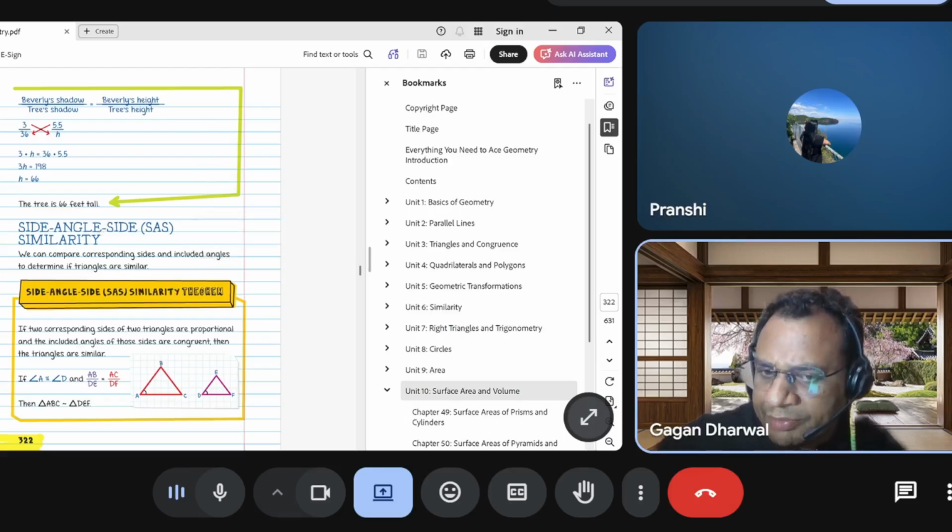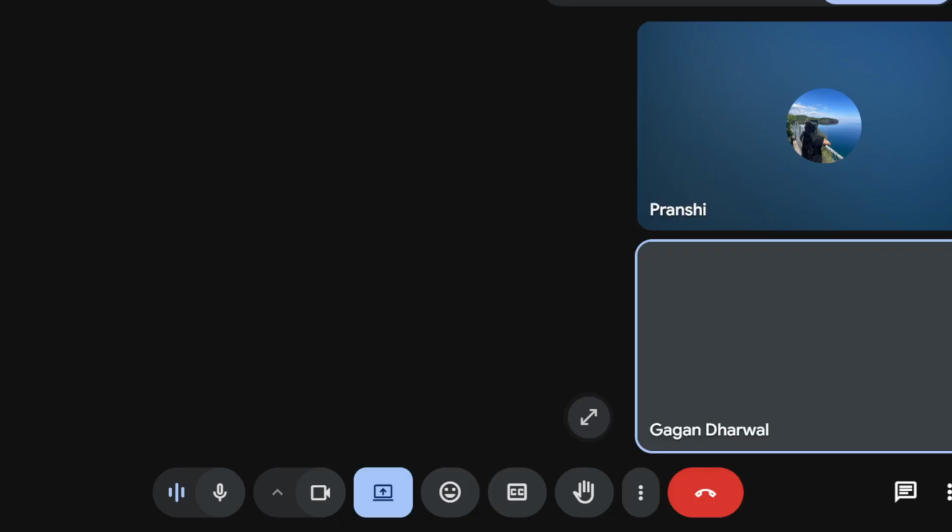Okay, so can you see here? The same thing I'm covering up, okay? So side angle side similarity. Now, if we go to the next question, see here. Show the triangles are similar. Which ones? PRT and QRS, right?